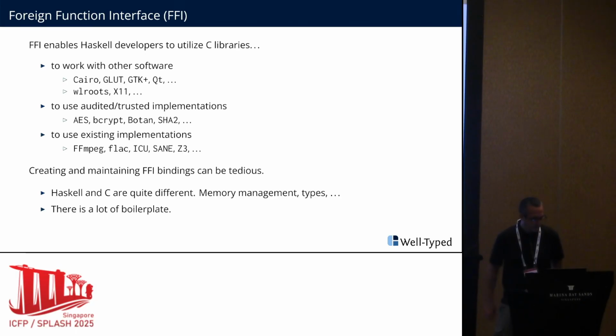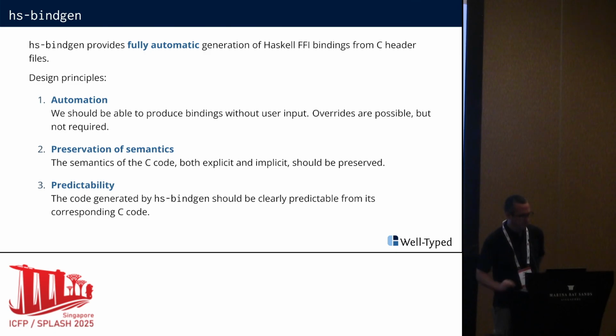Creating and maintaining bindings can be pretty tedious. Haskell and C are quite different. With C, you have to worry about memory management. The C types are quite different. And when you're implementing the Haskell, there's a lot of boilerplate to implement these kinds of bindings. So we're trying to improve on that situation.